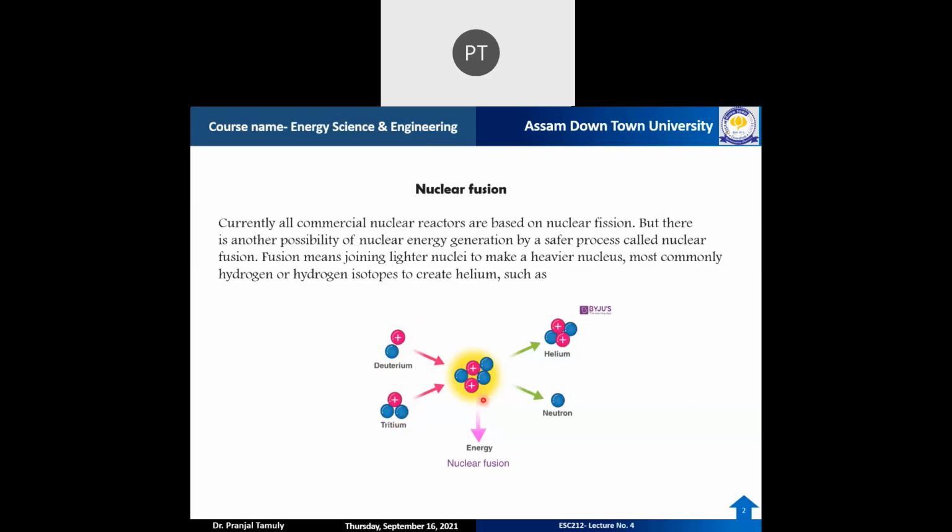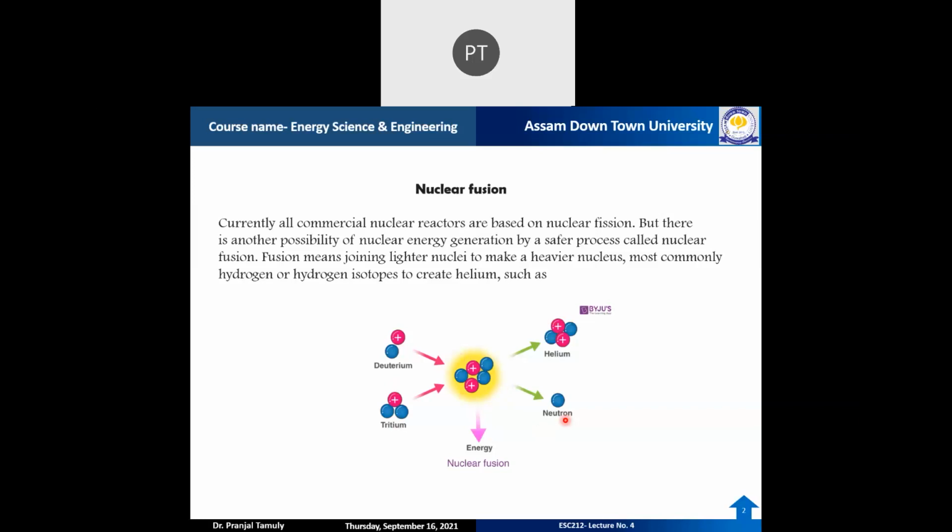This heavier nucleus will then split apart again to produce the helium atom and one neutron. In this process, a huge amount of energy is released due to the difference of the masses. If you add up the deuterium and tritium, and also the helium and neutron, there is a mass imbalance. So this mass is released as energy. We can calculate this energy from Einstein's equation, that is E is equal to mc square.